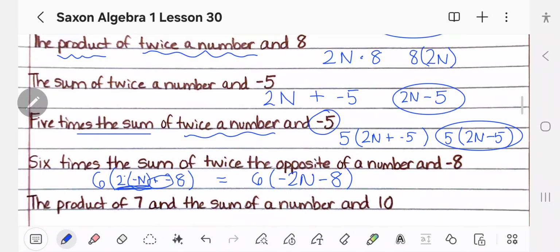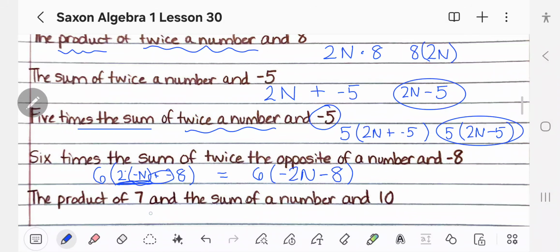The product of 7, so we're going to have 7 multiplied by something. We're multiplying the product of 7 and the sum of a number and 10. So we've got to indicate that I want you to do the sum before we multiply, because I'm saying the product of 7 and the sum. So inside the parentheses, we're adding the sum of a number and 10. So the sum of a number and 10.